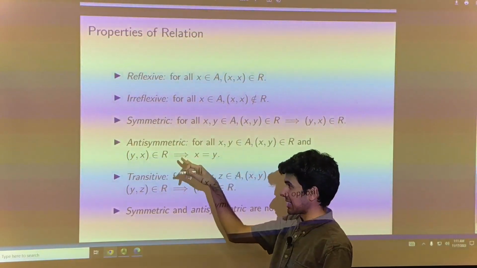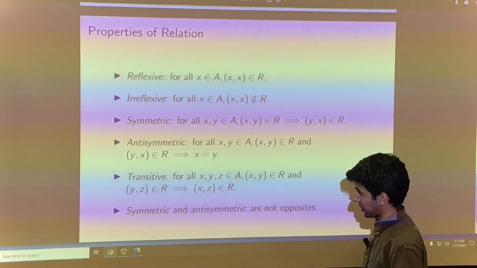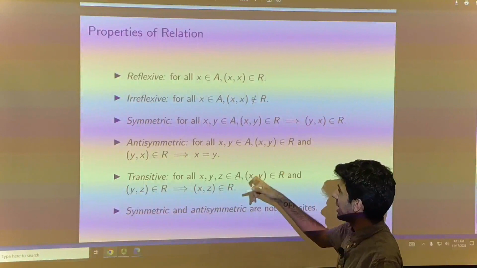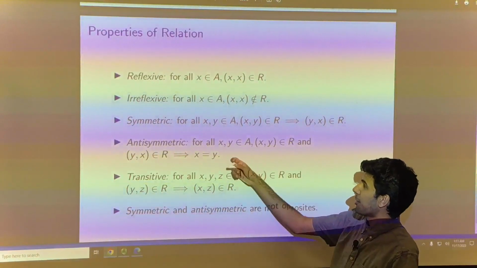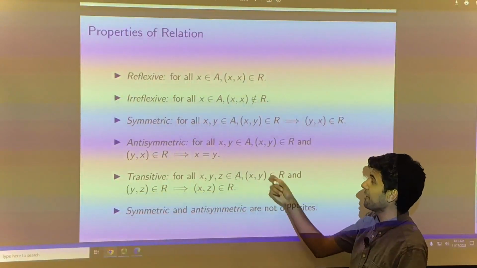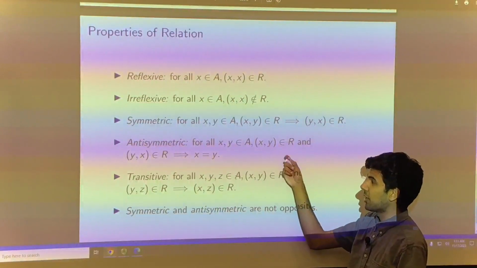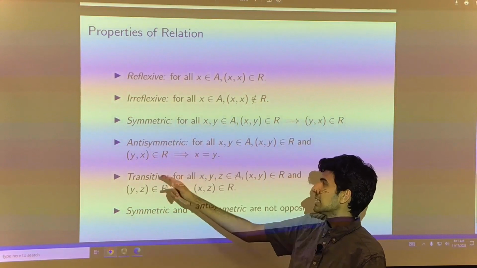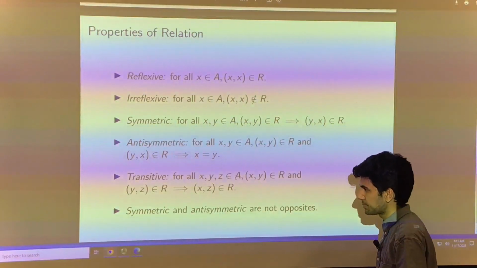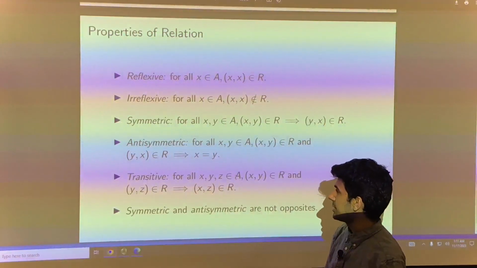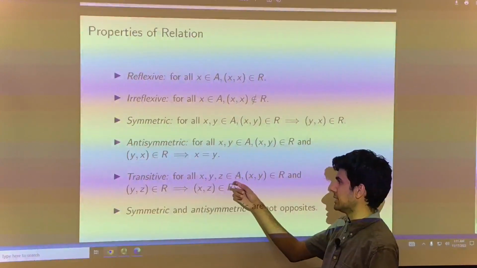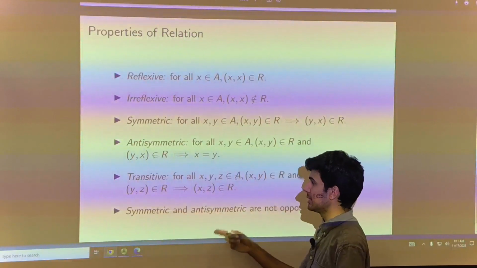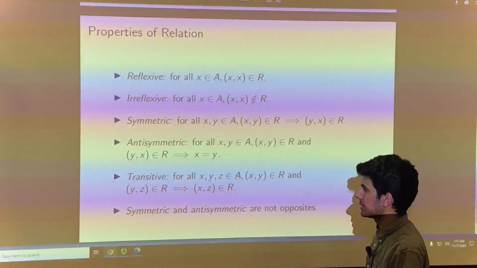Antisymmetric, the name is slightly deceiving. You would think it's sort of just does not imply, but this is the proper definition. For all x, y in A, if we have both x comma y in R and y comma x in R, if both of those are present, then that must mean x and y are the same element. For transitivity, we say that for all x, y, and z in A, if x is related to y is related to z, then x is related to z.